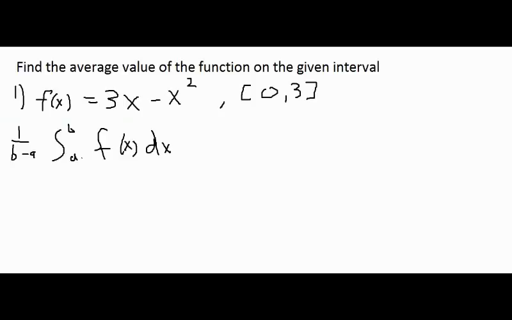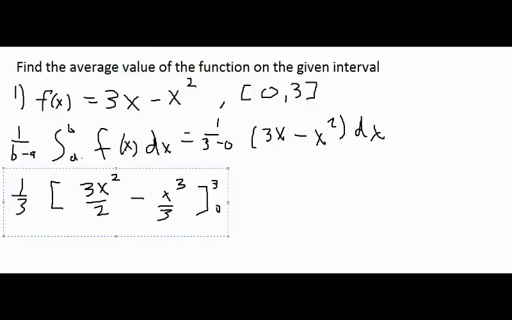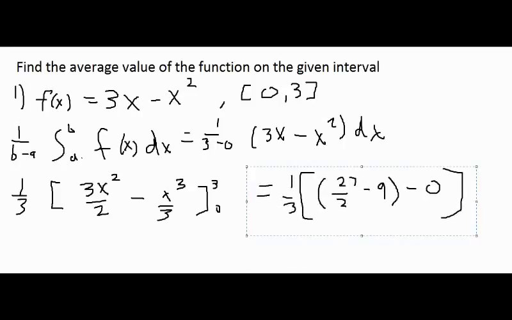So you can easily write this as 1 over 3 minus 0 times the integral of 3x minus x squared dx. And then you would solve it as any normal integral would be. And you would get 1 over 3 times 3x squared over 2 minus x cubed over 3 from 0 to 3. That is equal to 1/3 times 27 over 2 minus 9 minus 0, which we plug in here.